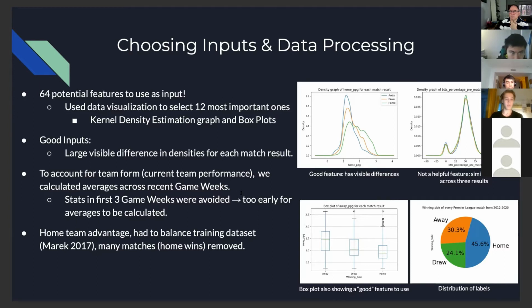So to account for the current team performance, or the form, we would average stats over a given number of game weeks. And one issue we ran into when balancing the data set, as you can see in this pie chart, is that home team wins account for most of the data set, so we had to balance that out. Next slide, please.